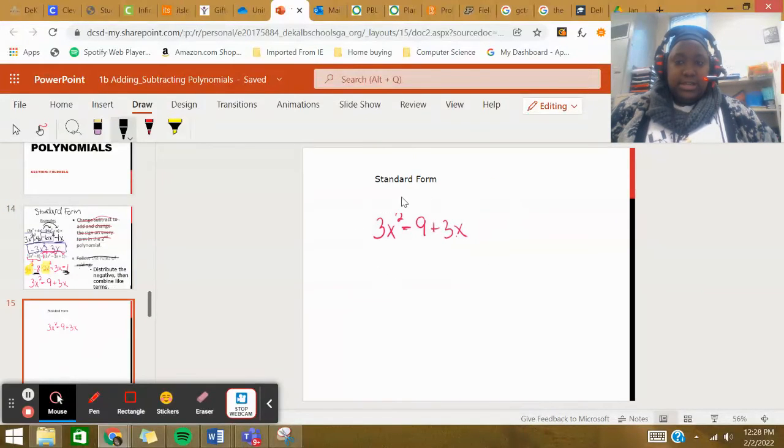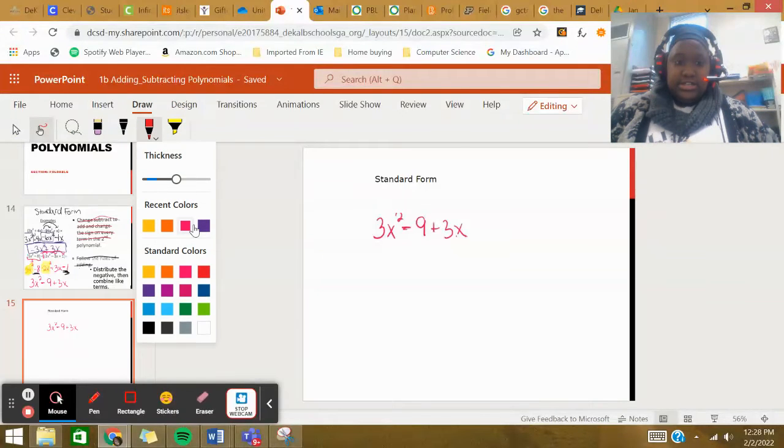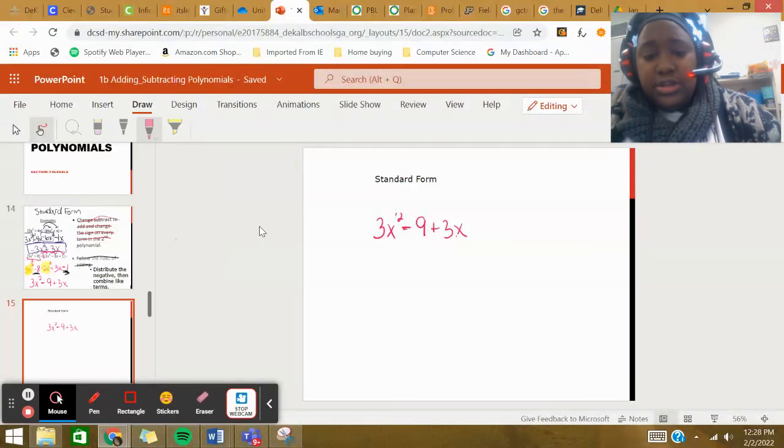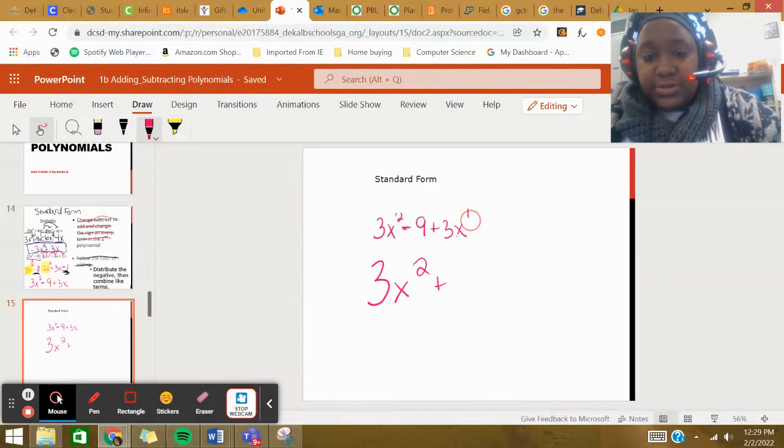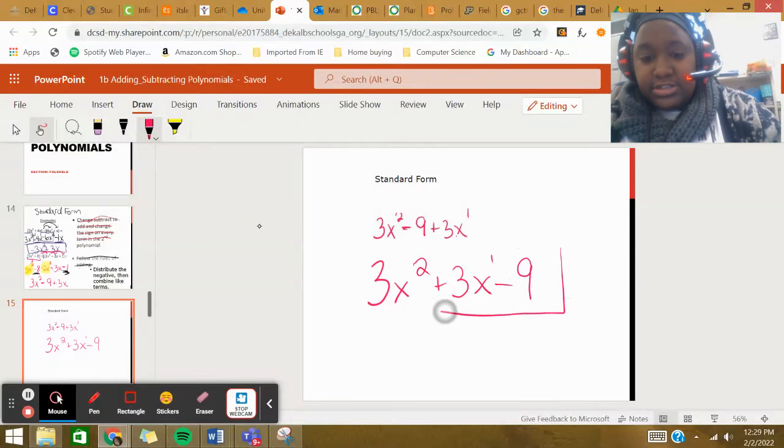So the last thing that we have to do here is to write it in standard form. So we got 3x squared minus 9 plus 3x. So remember that standard form, you have to go from highest to lowest exponent. And so 3x squared is first. Then we need to go to the first power, which is going to be plus 3x. And again, if you need to put a 1 there, that's fine. And if you want to put the first power there, you can. And then finally, we're going to go to the 0 power, which is our constant, which is minus 9.